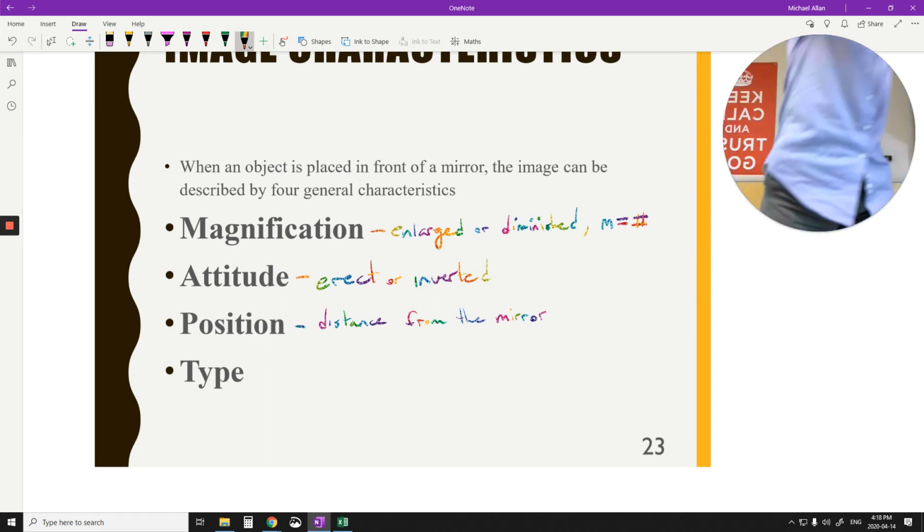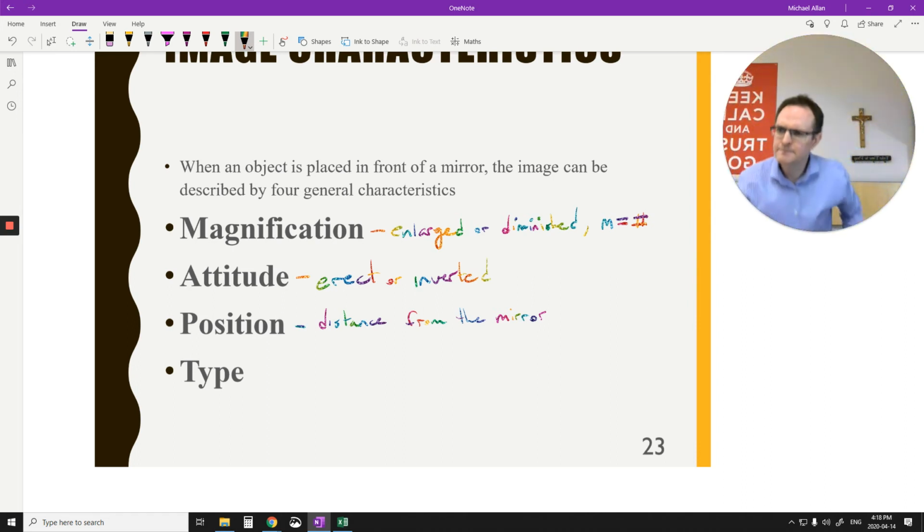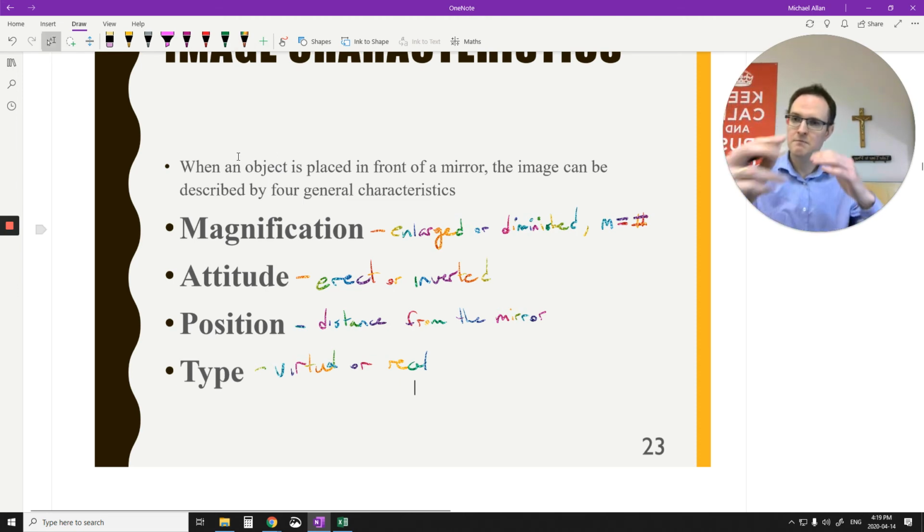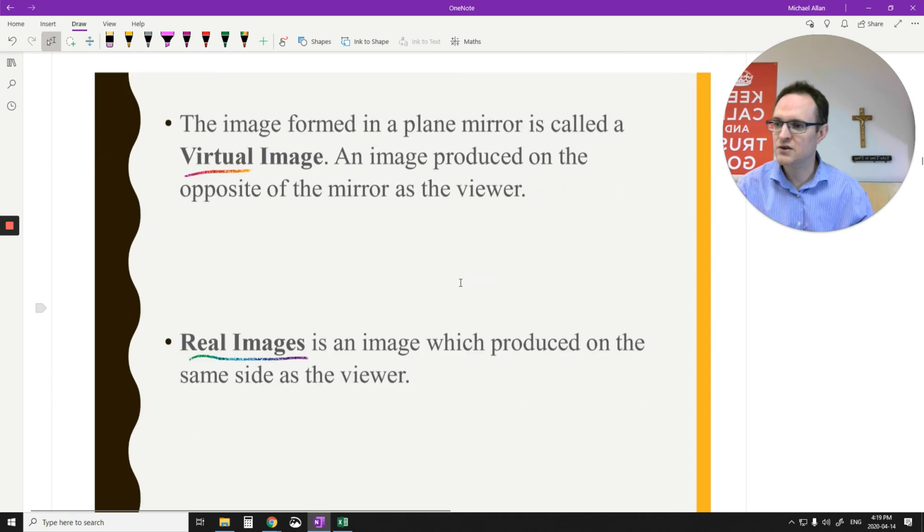Okay. Let's put that back up there. So you can measure that distance, the distance from the mirror, and you have a type. There's two types we just talked about already. We have virtual images or we have real images. So either one of those two. If it's behind the mirror on the opposite side of the observer, or is it on the same side as the observer? That would be a real one. Okay. Those are already kind of described up here.